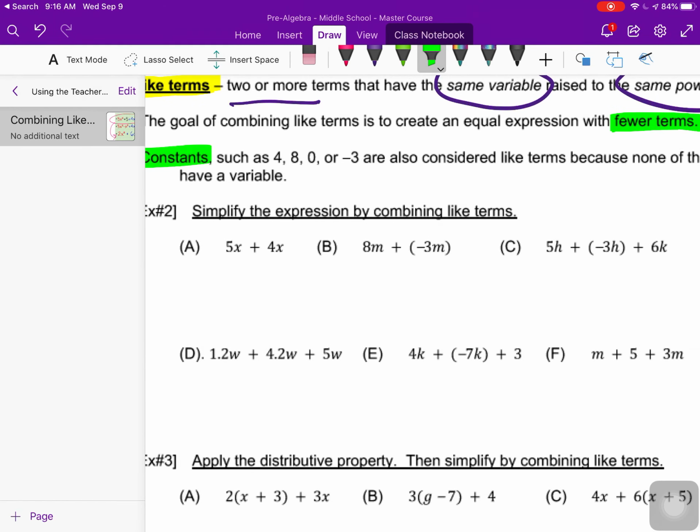Letter A, 5x plus 4x. Those both have the same variable with the same power. The power is just 1. You just don't have to write it. So when that's the case, you circle them and combine them. So 5x plus 4x is 9x.